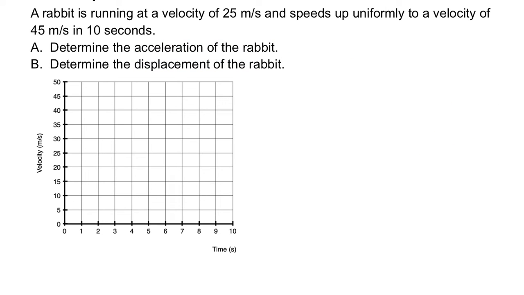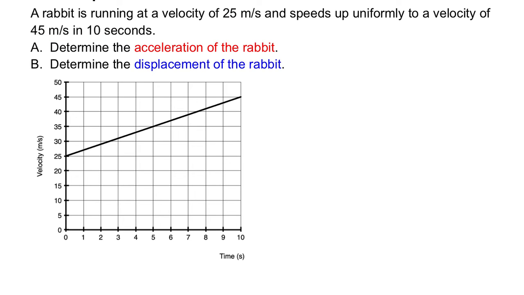Here's our second example. A rabbit's running at a velocity of 25 meters per second and speeds up uniformly to a velocity of 45 meters per second in 10 seconds. So the few givens that we are told is that the initial velocity is 25 meters per second. We know that in 10 seconds, we have this final velocity of 45 meters per second. Now fitting all of that into a graph, right, our initial velocity of 25 meters per second, final velocity of 45 meters per second occurring in 10 seconds. And this is what our velocity graph will look like.